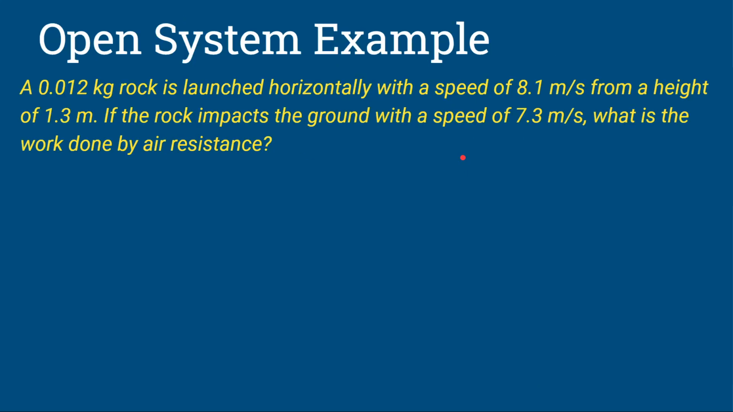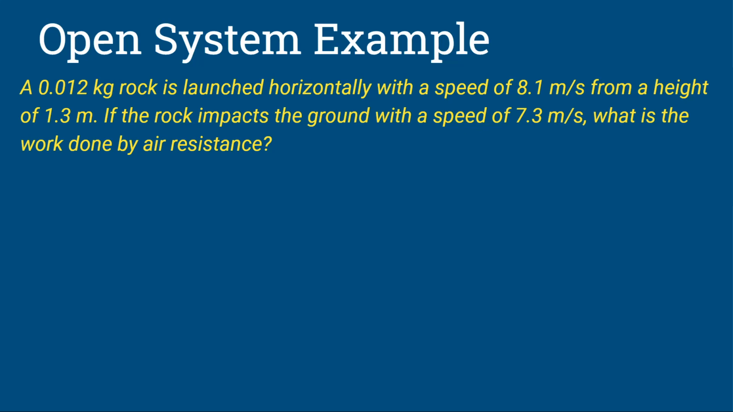Okay, so let's see if we can solve a problem now when we're working with an open system. Remember, we talked about systems yesterday. If we have an open system, that means our energy can leave the system. We can have that dissipated energy. This one says a 0.012 kilogram rock is launched horizontally with a speed of 8.1 meters per second from a height of 1.3 meters. That's exactly the same as the last question started.